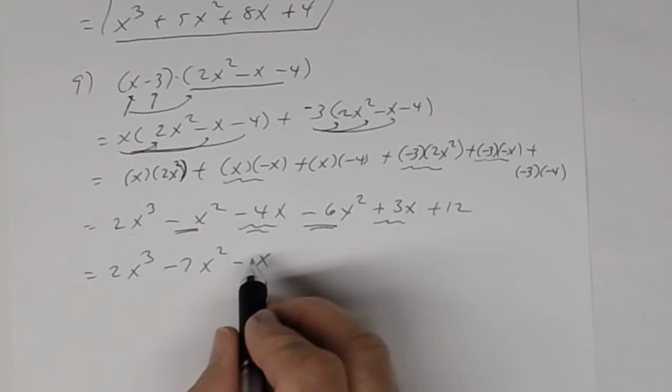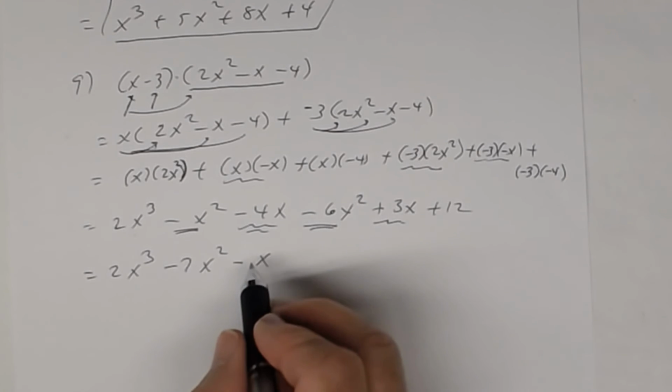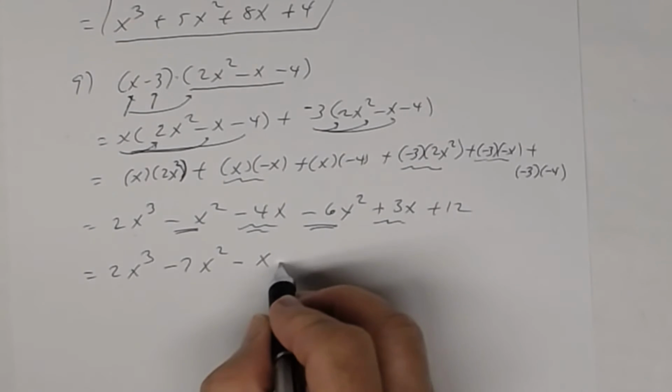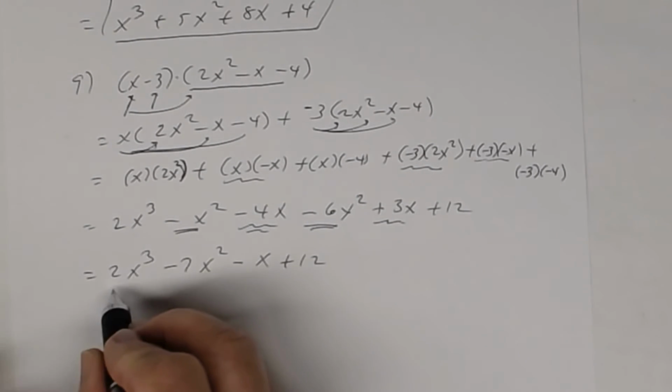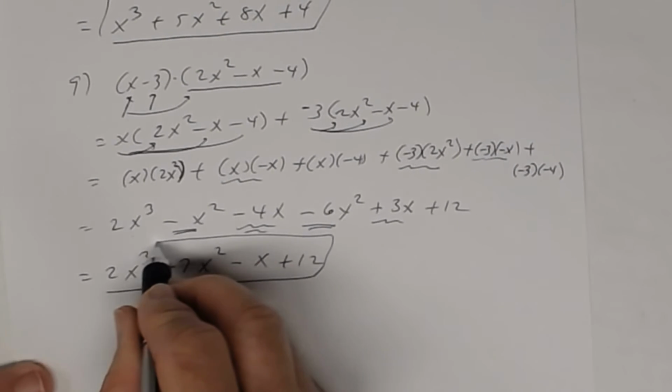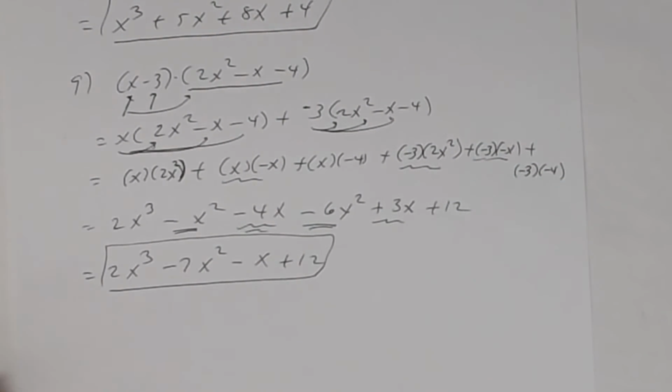So don't write the 1. It's implied to be a 1. So just leave it like this. And then finally your constant, which is 12. And so there's your answer in descending order. All right. And then finally number 10. So let's go number 10.